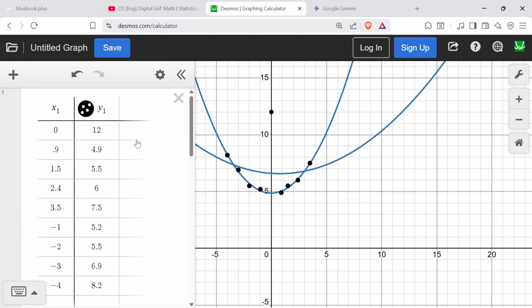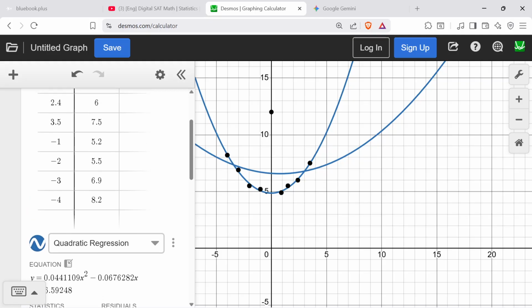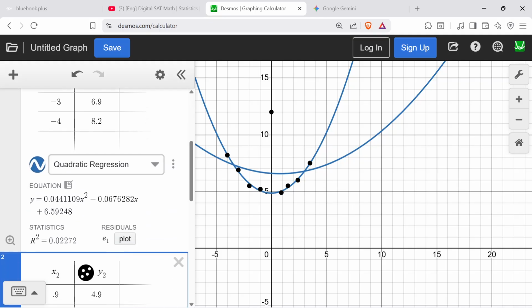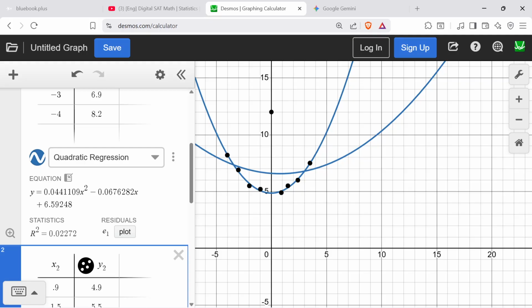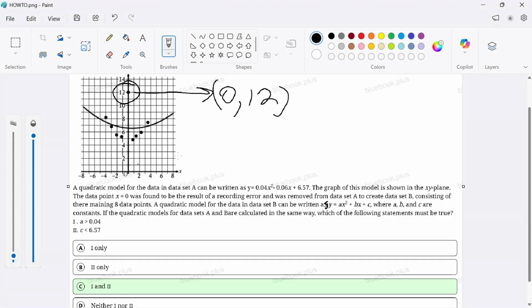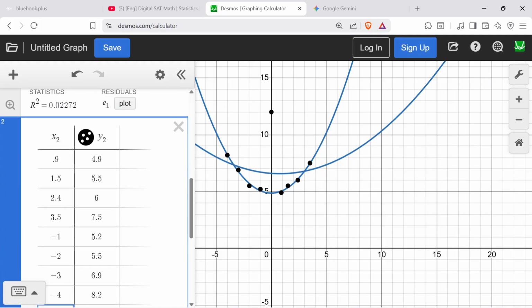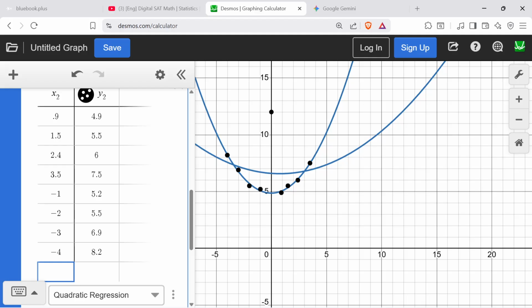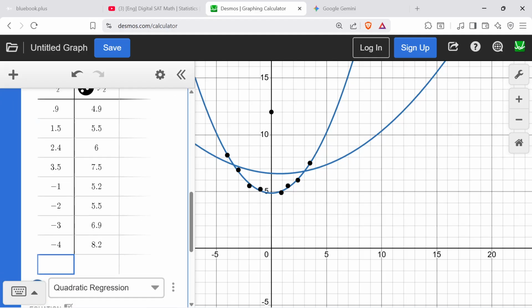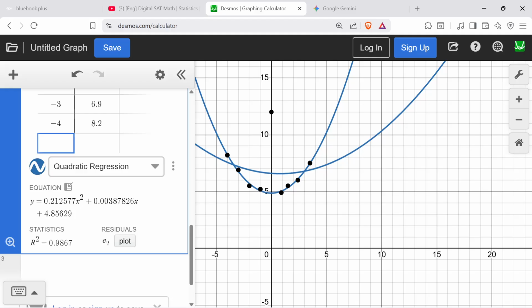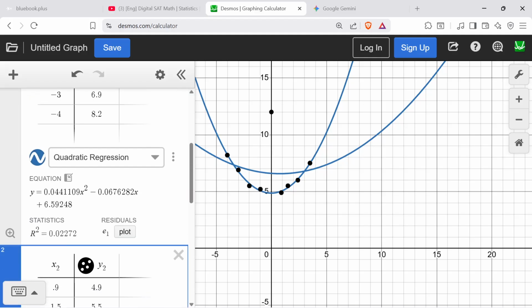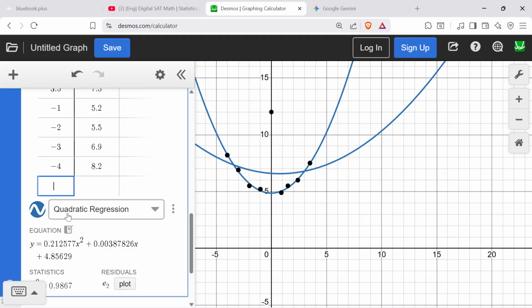but you can always just look at the points, put them in, and make a quadratic regression. I put in all the points in a table and made a quadratic regression. You can see it's approximately the same as the one mentioned. That's for A. And then I made another regression, but I didn't put in the 0, 12. And you can see the A number was originally 0.04, now it's 0.2, so it's bigger.